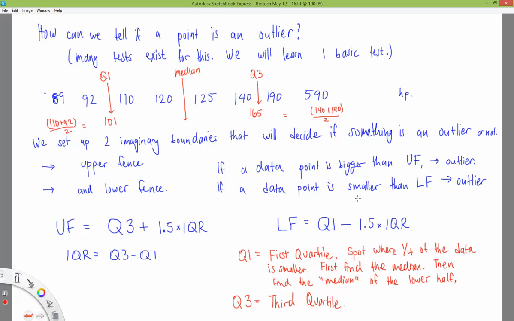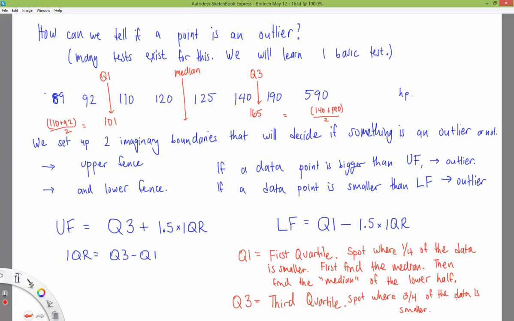What was the verbal definition of Q3? Q3, the spot where 3/4 of the data is smaller. Yeah, so third quartile, 3/4. You wouldn't say where 1/4 is higher? You can say that also. But in the context of calling it the third quartile, it feels more appropriate to say 3/4 smaller.